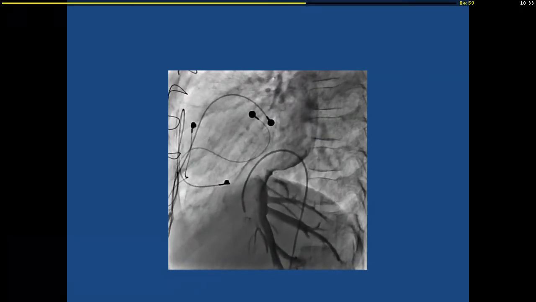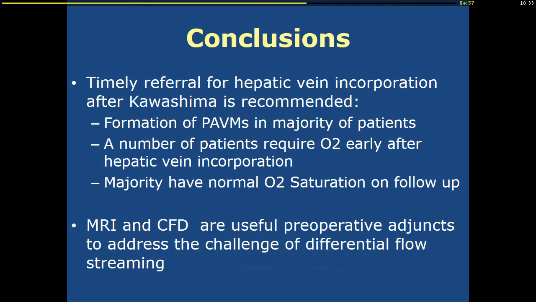So in conclusion, timely referral for hepatic vein incorporation after Kawashima is recommended because the majority of those patients form AV malformations. A number of those will require O2 early after hepatic vein incorporation. However, with this early referral strategy, the majority have normal saturation on follow-up, which is an improvement from historic studies.